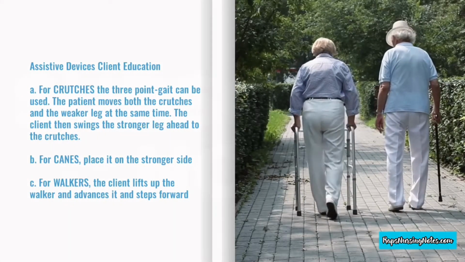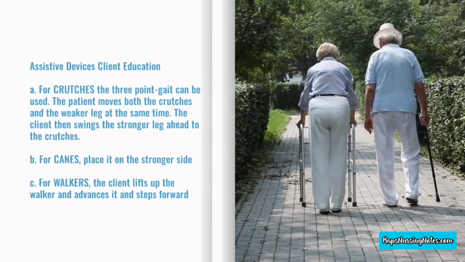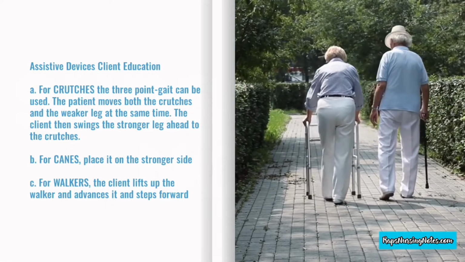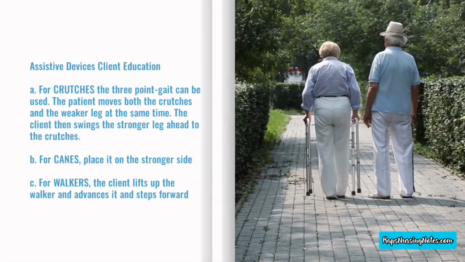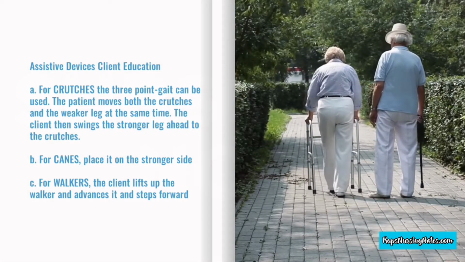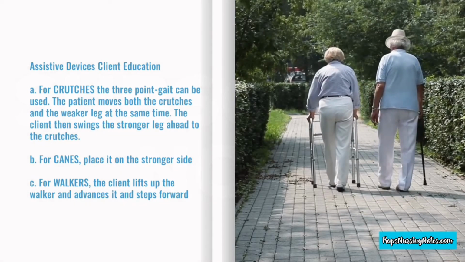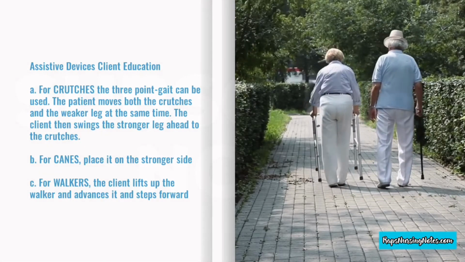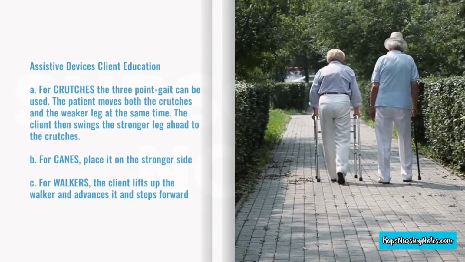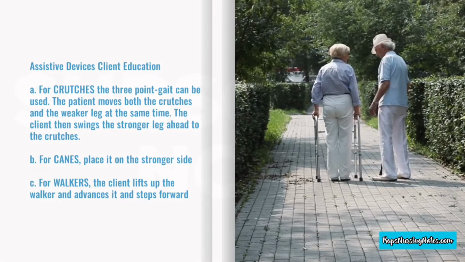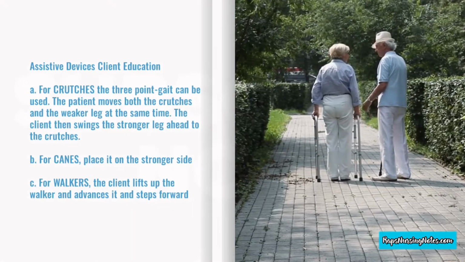Number 10. Provide client education about the proper use of assistive devices. So for crutches, the 3-point gait can be used, which is when the patient moves both the crutches and the weaker leg at the same time. Then the client swings the stronger leg ahead to the crutches. For canes, place it on the stronger side. And for walkers, the client lifts up the walker and advances it and then steps forward.